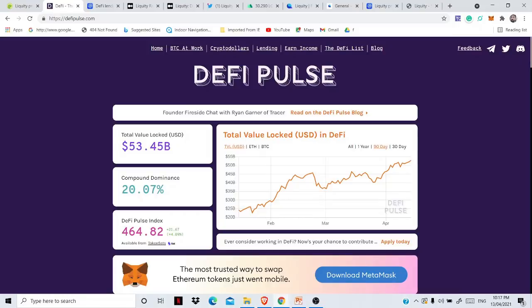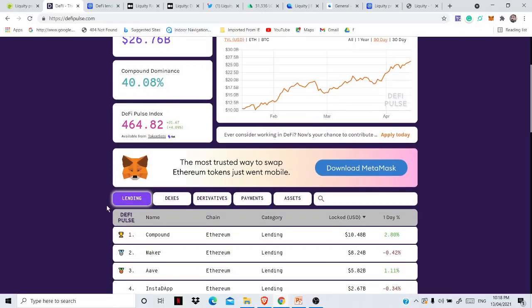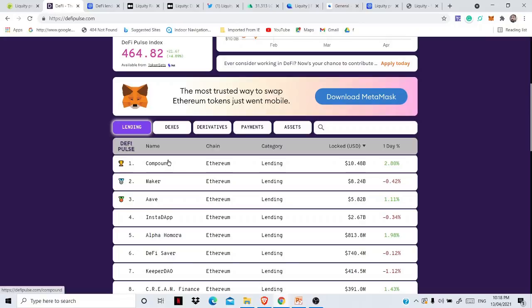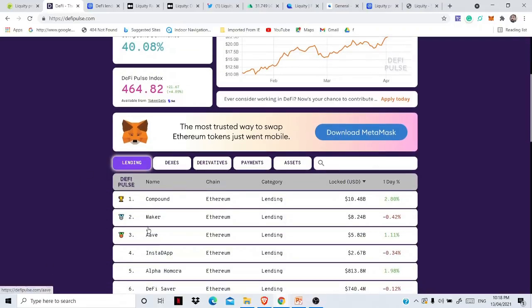If you open DeFi Pulse, you can see the total value locked in DeFi is approximately 53 billion. It was around 20 billion in January, and in the last 3 months it has not only doubled. And Liquity is basically a lending platform, and if we go in and select lending here, you can see Compound is the number one lending platform, and the total value locked in lending is approximately 27 billion. Compound dominance is 40%, second is MakerDAO, and total value locked in MakerDAO is 8.24 billion.